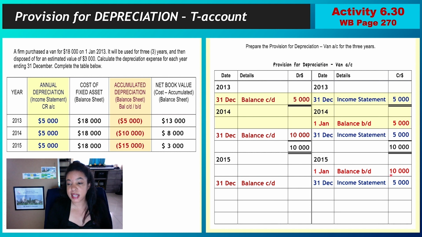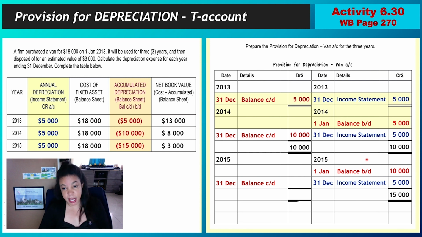So you go on the side with the amounts, the total, 10,000 plus the 5,000, and that will give you 15,000. You go across to the debit side, and on the debit side, you have to have the same $15,000. So we get there, 15,000. And therefore, your balance carry down will be, look at that, the $15,000.